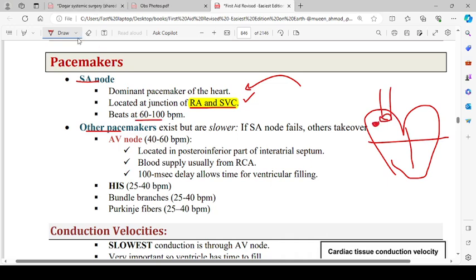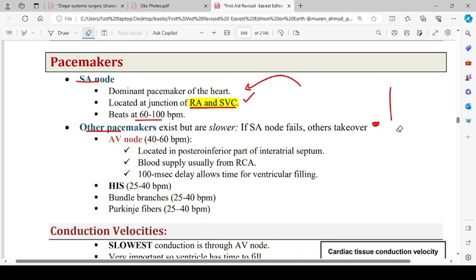And the heart rate is 60 to 100. It is not difficult to remember because the normal heart rate is mediated by the SA node, and that is 60 to 100 beats per minute. Other pacemakers exist but are slower. If the SA node fails, others will take over.